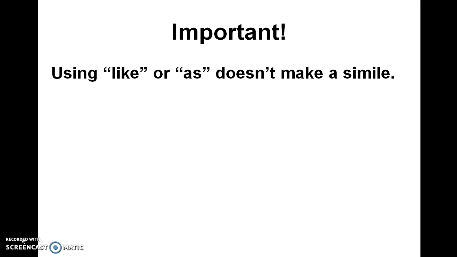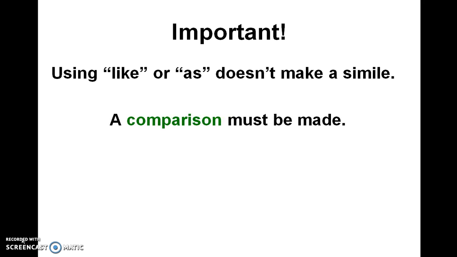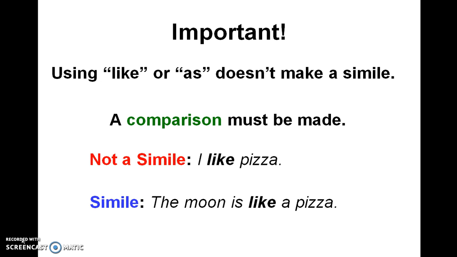Okay, this is important. I don't want anyone to get confused and think that just because in a sentence or a phrase you find the words like or as, it's a simile, because it doesn't necessarily mean that it is. A comparison must be made. Remember, similar, simile. So if something is similar, it's compared to each other. So if you say, I like pizza, it's not a simile. I like candy, it's not a simile. A simile would be the moon is like a pizza.